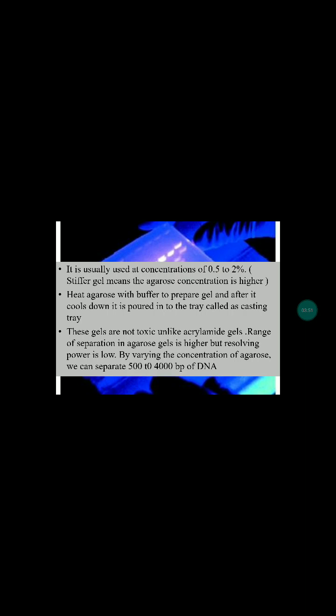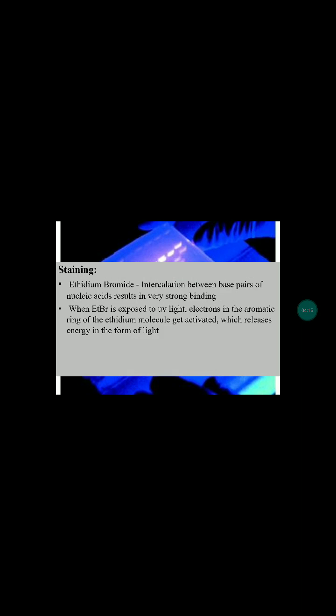Heat agarose with buffer to prepare the gel, and after it cools down, it is poured into the tray called the casting tray. These gels are not toxic, unlike acrylamide gels. The range of separation in agarose gel is higher but the resolving power is low. But by varying the concentration of agarose, we can separate 500 to 4000 base pairs of DNA.